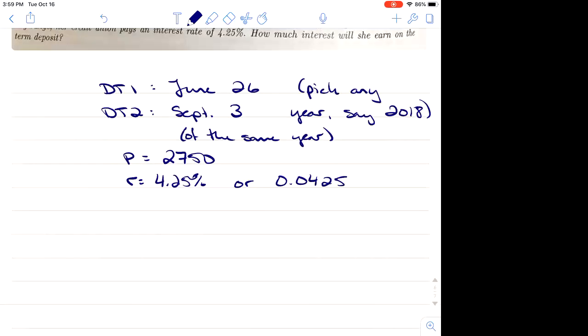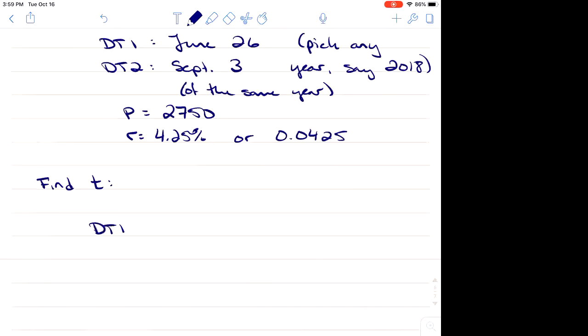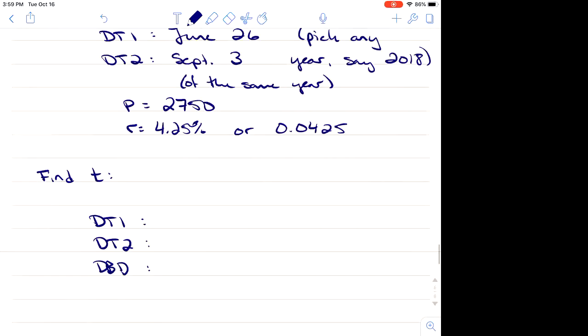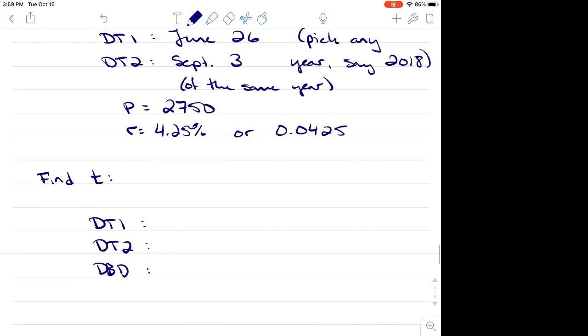Okay. So find T. We have date 1, date 2, and the days between dates. Any year. If it doesn't specify, you can pick any year that you want as long as you pick the same year for both of them.